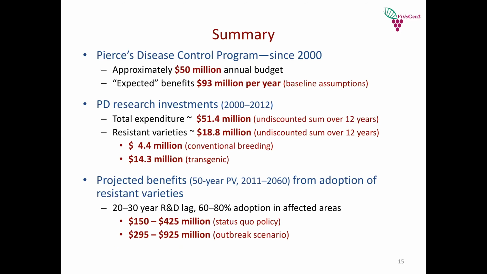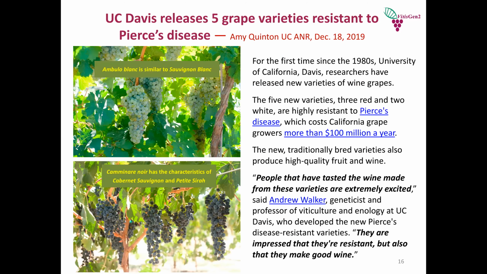So since then, we've had some success. Andy Walker has released now with colleagues 5 new varieties of hybrids. They're vinifera varieties crossed with American varieties, and then cross back and back crossed until they've got a very high percentage of vinifera genetics, but they're also highly resistant to Pierce's disease.